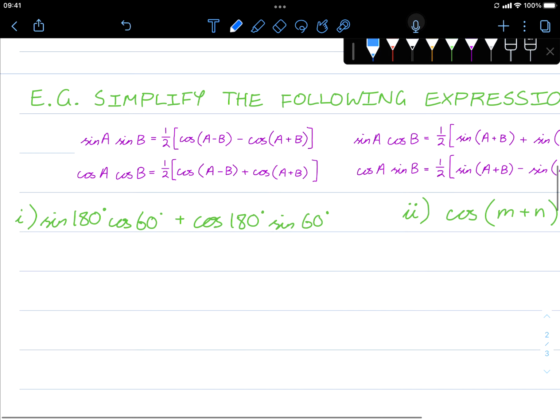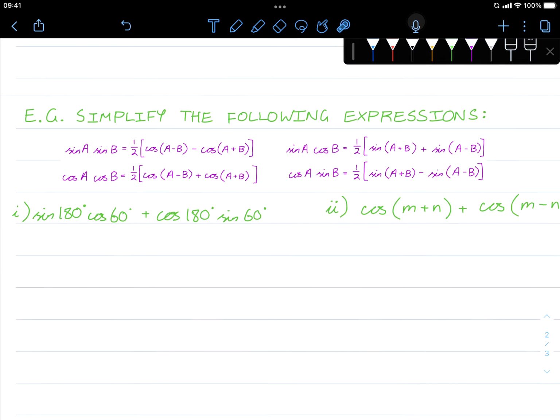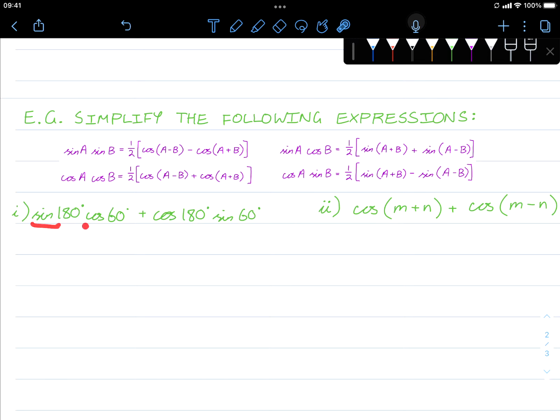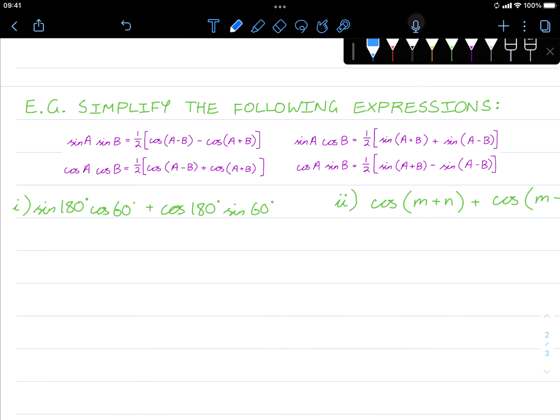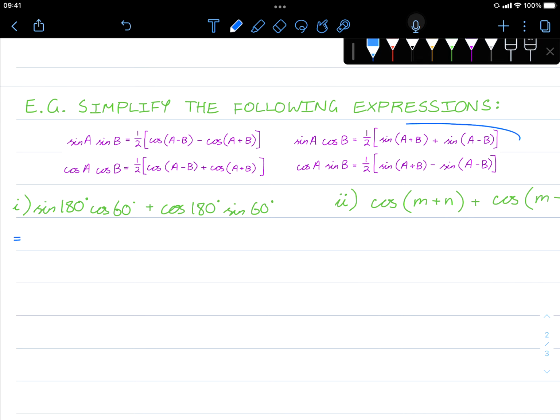So sine 180 cos 60. I hope you can see that's sine A times cos B. That there, I hope you can see, looks just like this expression here, which is what we're going to be using. So taking this expression, it's going to become half sine A is going to be 180 plus B, which is going to be 60. There's going to be an addition there.